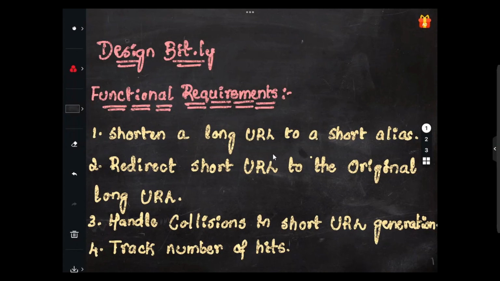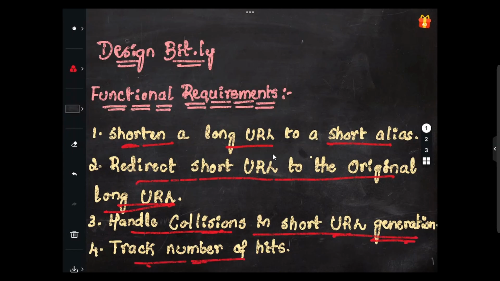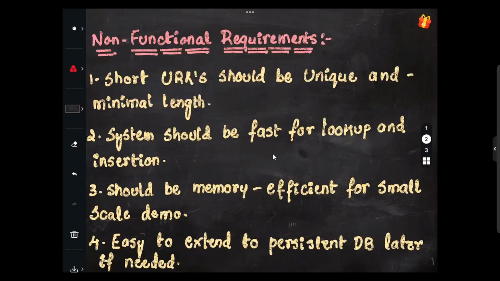So the functional requirements: shorten a long URL to a short alias. Again, this is just the self-contained single file we'll be going with, so this is going to be the most compact one. We have to redirect the short URL to the original long URL. We also have to handle collisions in the short URL generation, and keep this in mind. The final one here is to track the number of hits.